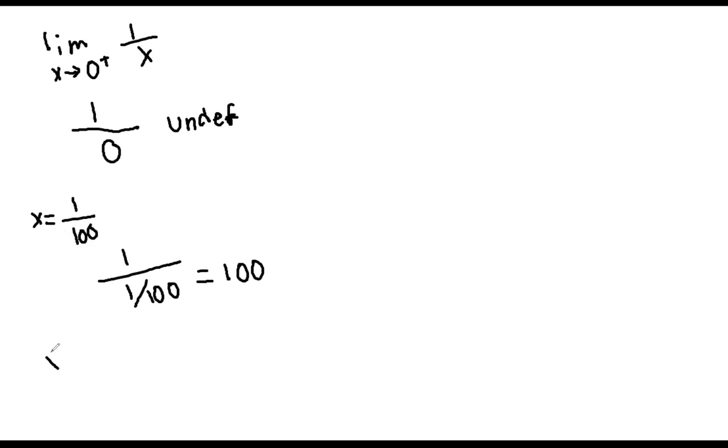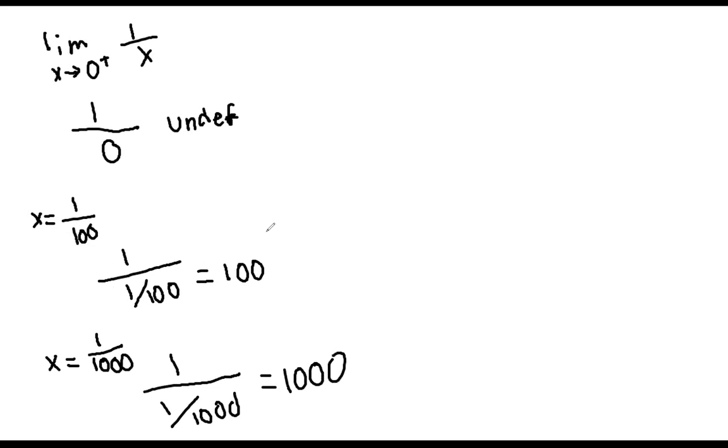Now, what about if x is equal to 1 over 1,000? Well, we can plug this into our function. So it's 1 over 1 over 1,000, which is equal to 1,000. So as you can see here, as x is getting closer to 0, our f of x value is getting infinitely big. So that would mean that this limit is equal to positive infinity.